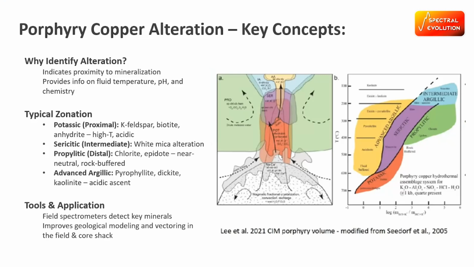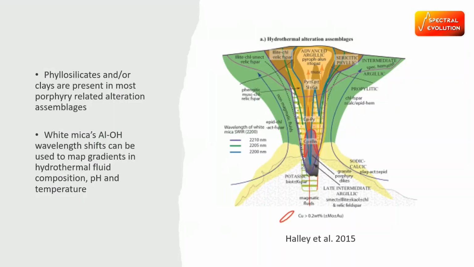Using a field spectrometer helps geologists quickly identify these assemblages in the field, in the core shack, and in the lab, improving the system modeling and vectoring towards mineralization if you're trying to find and mine these minerals. Phyllosilicates and clays are present in most porphyry-related alteration assemblages, and for white micas, the aluminum-OH wavelength shifts can be used to map gradients in hydrothermal fluid compositions, pH and temperature, like we said before.